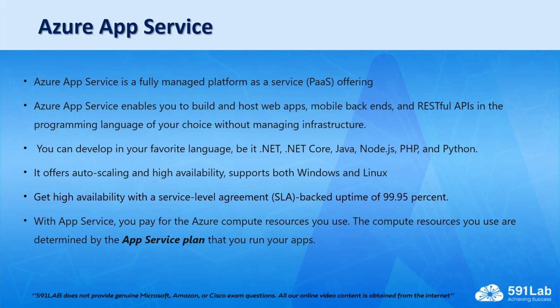With App Service, you pay for the Azure compute resources you use, which means whatever compute resources we are going to use, we are only going to pay for that. And the compute resources you use are determined by the app service plan that runs your apps. Now, this brings us to our next item on the agenda, which is the app service plan. So let's have a look at it.